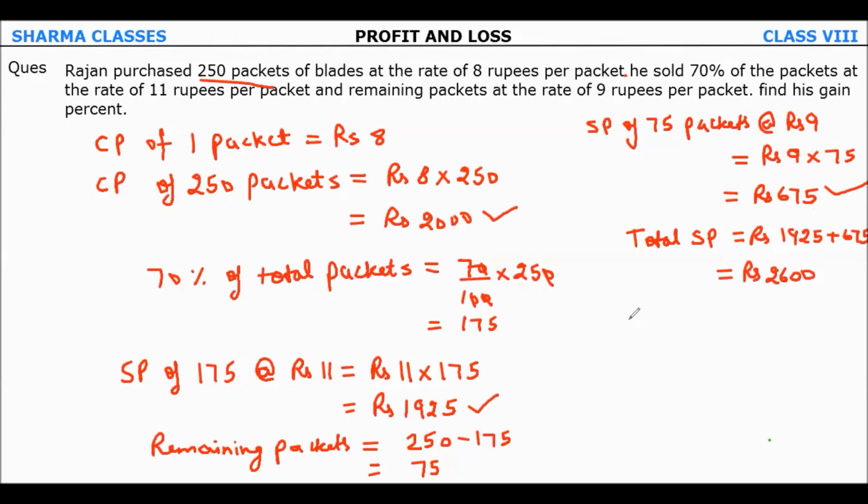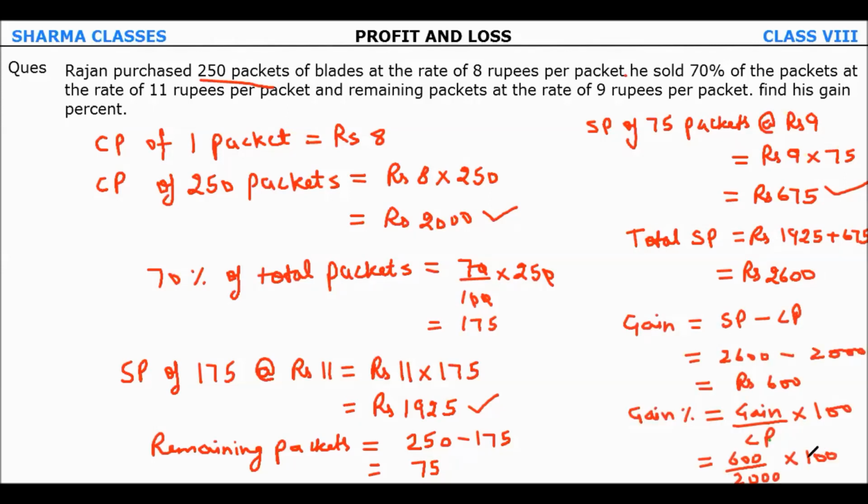Now we have to find the gain. Gain is SP minus CP. So we put the values and find the gain and then the gain percent. When we solve it, zeros are getting cancelled with zeros, and we cancel with 3. So my answer will be 30. That means the gain percent is 30%. So my answer will be 30% only. Let's move to the next question.